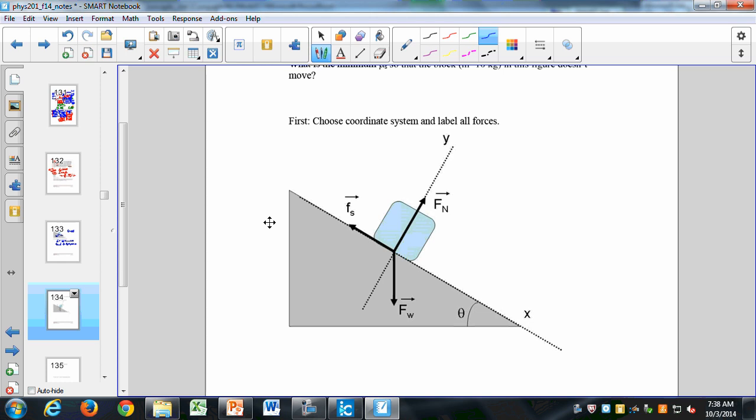I have a block that's sitting on an inclined plane, and I want to know what is the coefficient of friction that will keep the block on the inclined plane. Now, I've already drawn the forces here for you. Let's give this an angle. I'll call this 30 degrees. I don't think that's in your book. But if I have an angle of 30 degrees, hey guys, what is the coefficient of friction that will keep the block on the inclined plane?